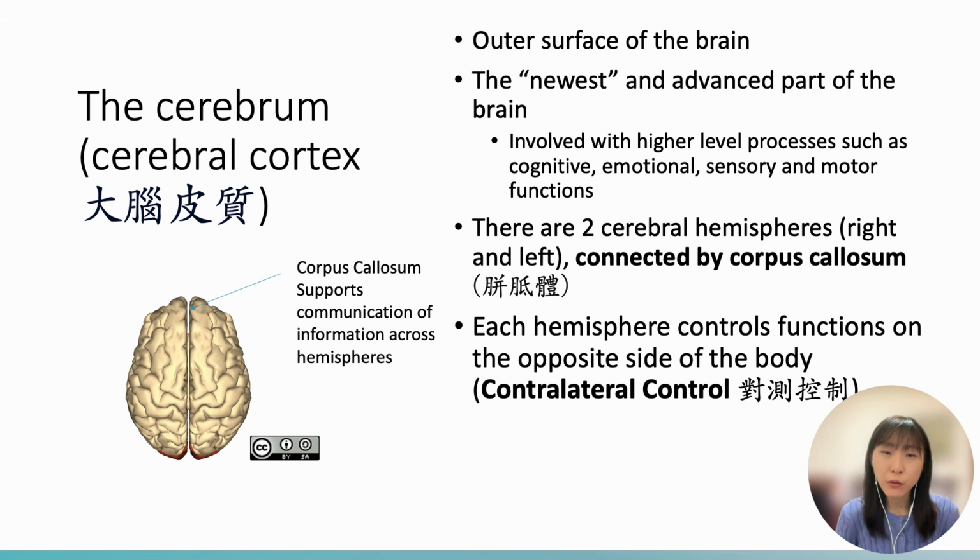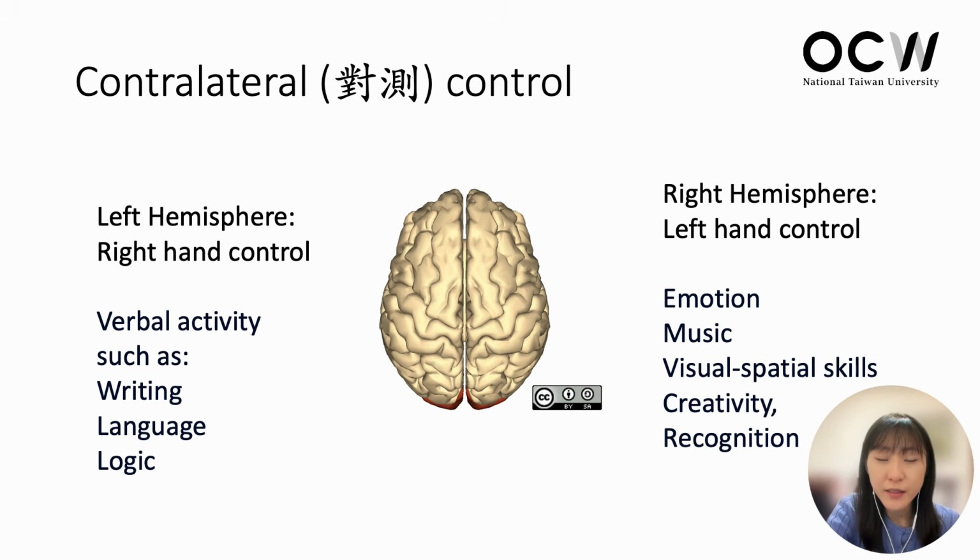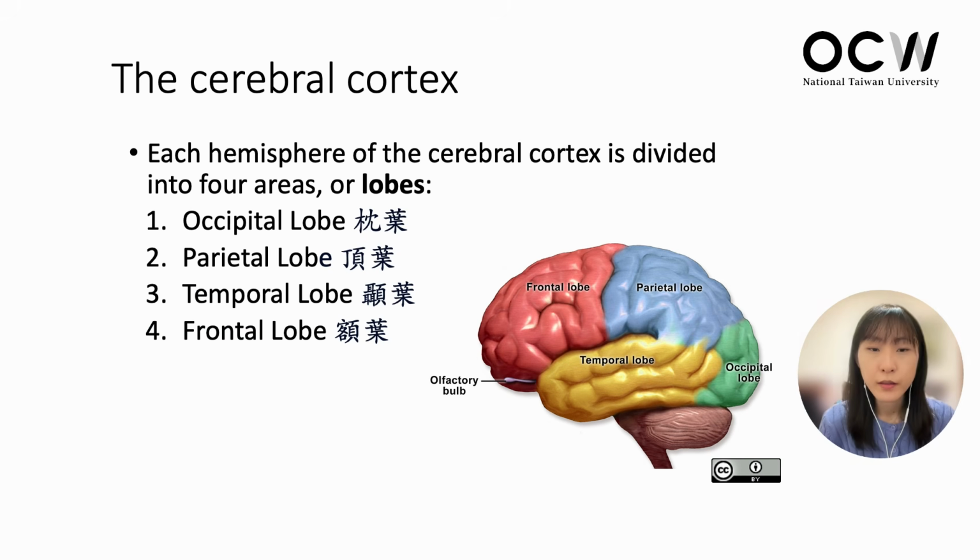So the left brain will control the right side of our body, and then the right side of the brain will control the left side of our body. This is an image showing the contralateral control of the brain. So if you are right-handed, you may be better at verbal activity like writing and language. And for those who are left-handed, you may be more creative and good at arts.